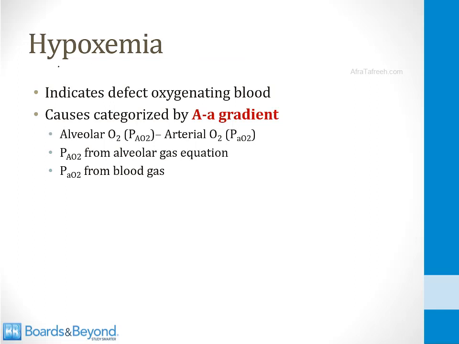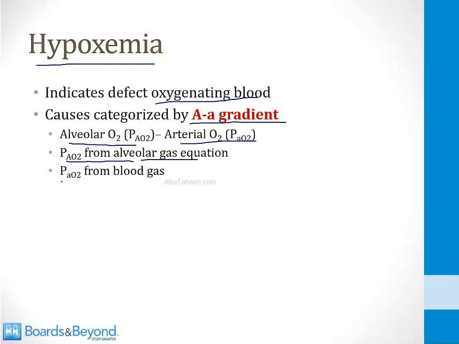For the remainder of this video, I'm going to talk about hypoxemia. Hypoxemia means a decreased oxygen content of blood, and it always indicates a defect oxygenating blood in the lungs. There are many causes of hypoxemia. We'll talk about lots of them in this video, but they're all categorized by their AA gradient. So the AA gradient is the difference between the alveolar partial pressure of oxygen minus the arterial partial pressure of oxygen. You can get the P big AO2 from the alveolar gas equation. We'll talk about that in a minute.